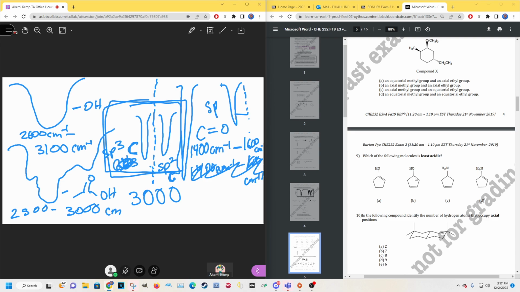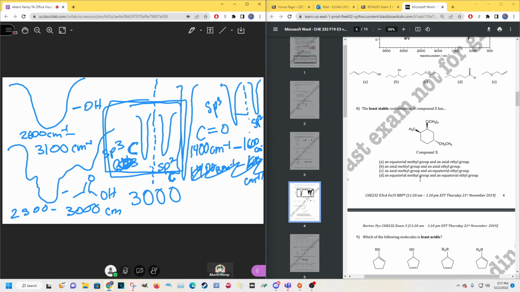This lets you know that you have sp3 carbons, like your CH2s and all that. And on the right side, if you do see a peak like this, it can't look like this weird blob in the beginning. That lets you know you do have sp2 hybridized carbons, which would exist in alkene versions. Okay.